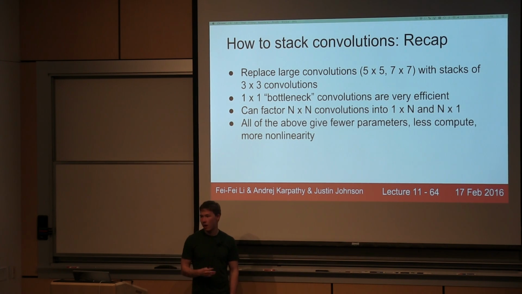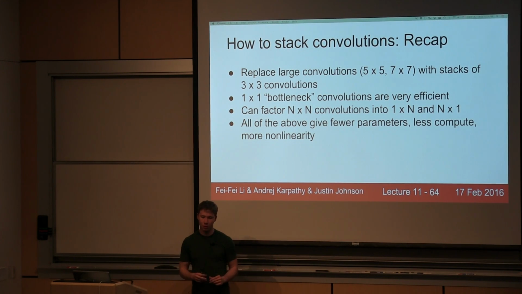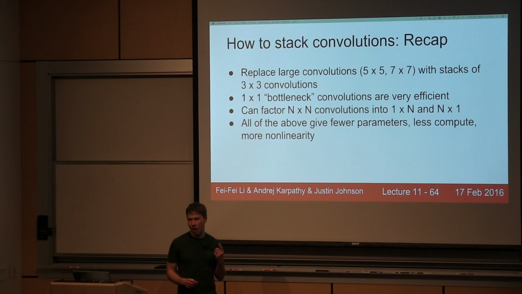Another thing that has become pretty common is this idea of one-by-one bottlenecking. You see that in both versions of GoogleNet and also in ResNet. And that helps you save a lot on parameters, so I think that's a useful trick to keep in mind. And this idea of factoring convolutions into asymmetric filters is maybe not so widely used right now, but it may become more commonly used in the future. I'm not sure. The basic overarching theme for all of these tricks is that it lets you have fewer learnable parameters, less compute, and more nonlinearity, which are all nice features to have in your architectures.